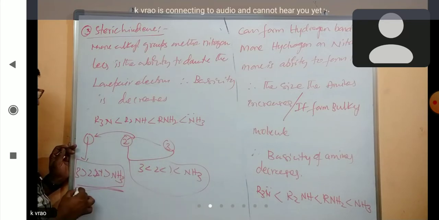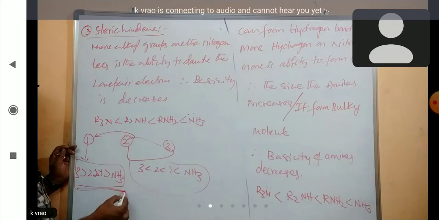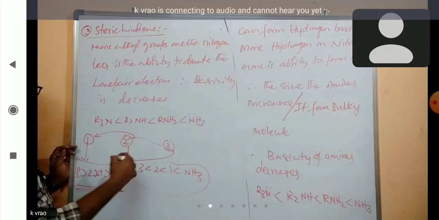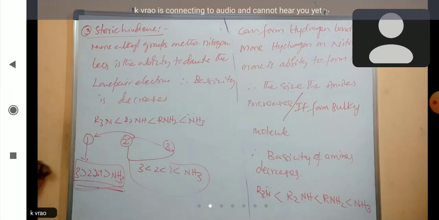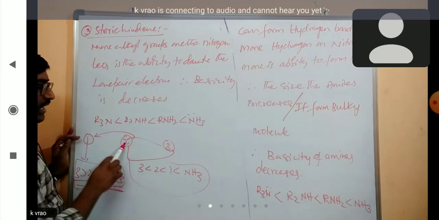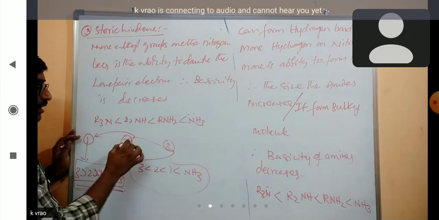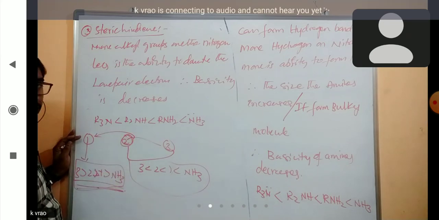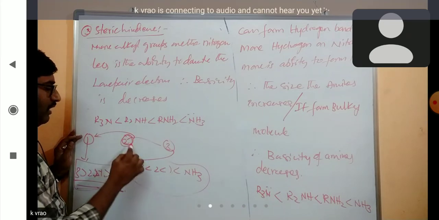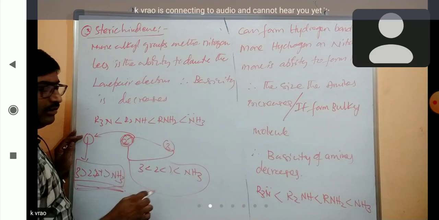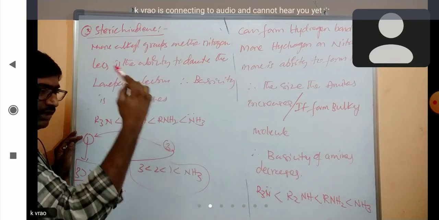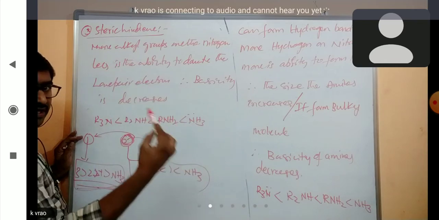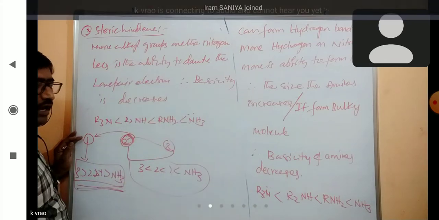So here, the more the number of alkyl groups, the more the plus I effect, the more the basicity. So we will get 3 is greater than 2 is greater than 1. But in the second factor, when ammonia is dissolved in water or a polar solvent, it can form more hydrogen bonds. When more hydrogen bonds are formed, the stability of the ammonium increases so that it is unable to donate the lone pair of electrons.